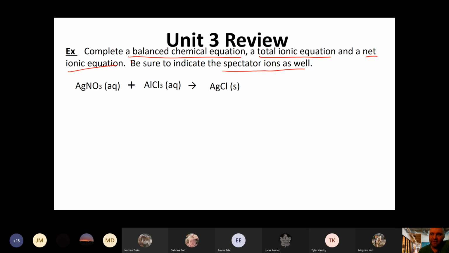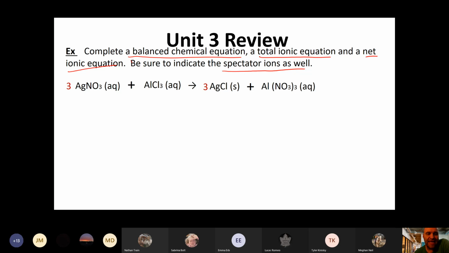You check your rules and you figure out that that's a solid, and that's good. We can actually proceed with this. And the other product is aluminum nitrate. This one's not balanced, and it's important to balance. This has 3 chlorines, so I'll put a 3 in front of that. Then a 3 gives me 3 silvers on both sides, and that also gives me 3 nitrates. So that one's balanced. The next step is where I'm going to break everything up.